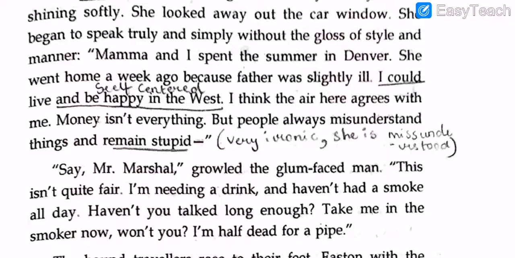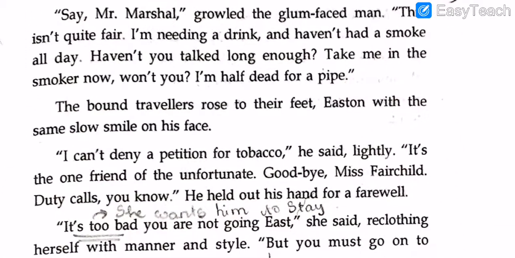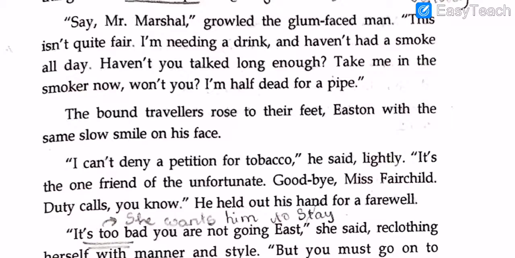She cares about herself and also her luxury comforts and what's surrounding her, basically. So she is self centered and she says, I am very happy in the East, and my father was slightly ill, but I could live and be happy in the East anyway. I think the air here agrees with me. Money isn't everything, but people always misunderstand things and remain stupid. So I'll come back to this line as well because this line is very ironic. People seem stupid, remain stupid. Miss Fairchild doesn't know, but it's very ironic because she is the one that is misunderstood and she is the one who is being stupid, or she's misunderstood as well, right?